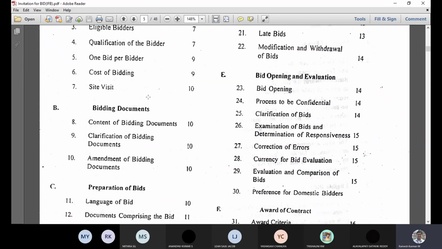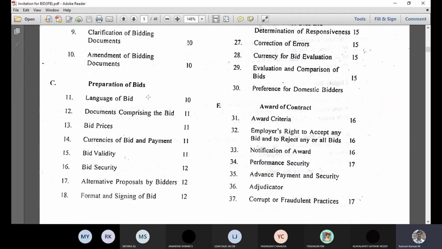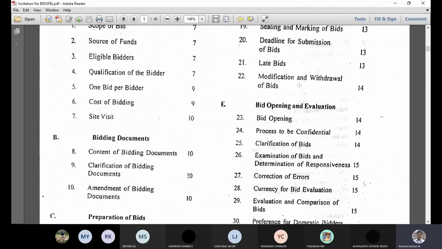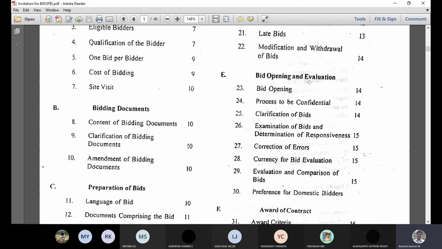And we also talked about bidding documents and preparation of bids. And also we talked about submission of bid, and we have finished with the modification and withdrawal of bid, right? So this is a pretty interesting lecture, and it has very important, significant features of the bidding process.